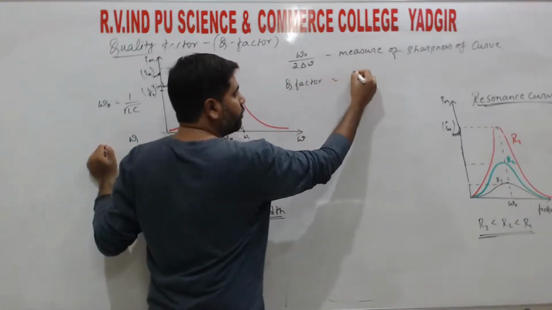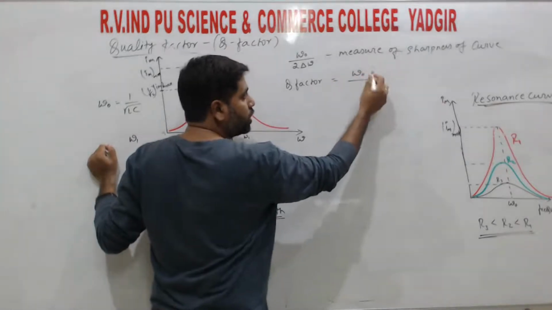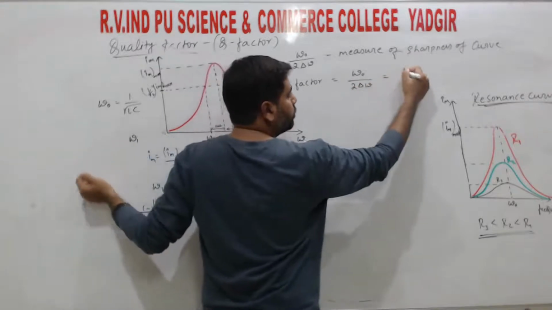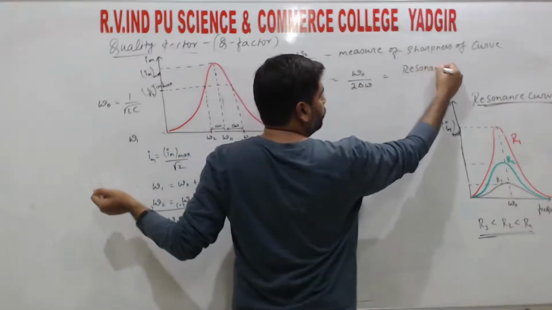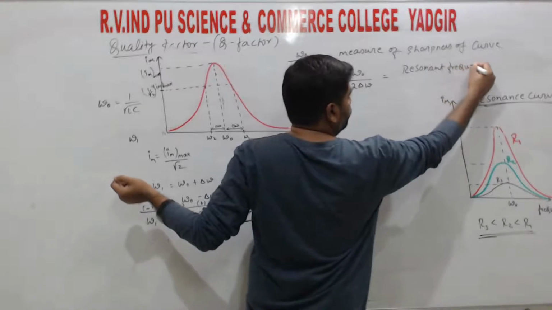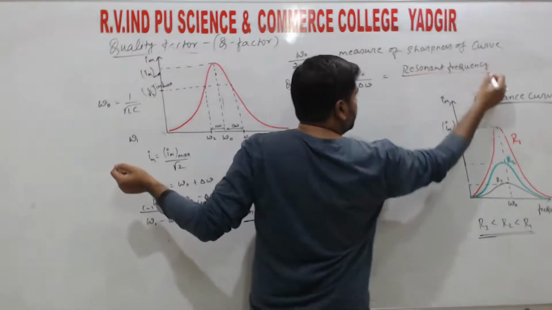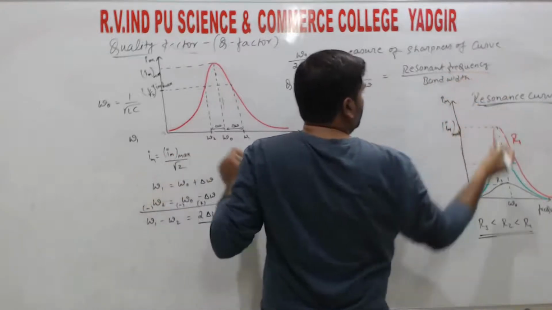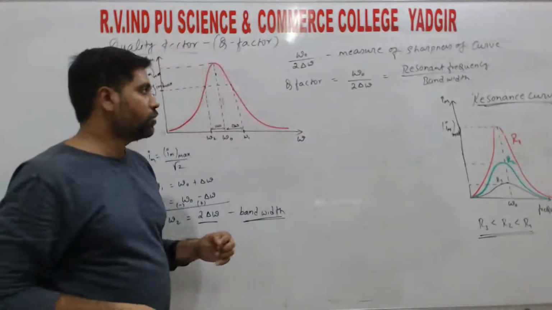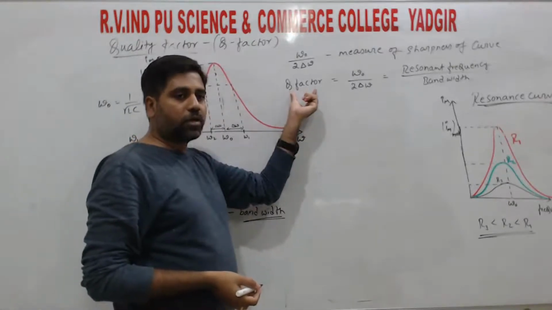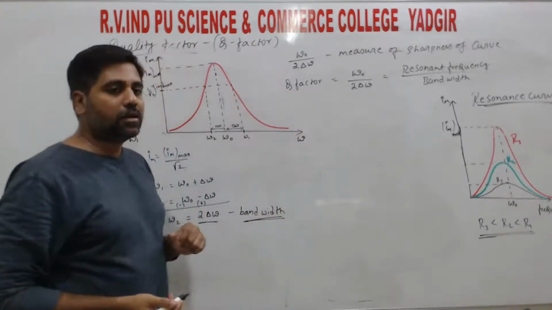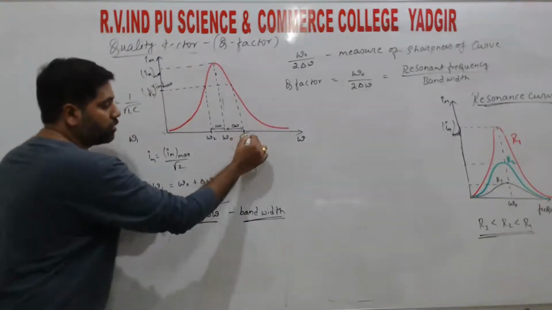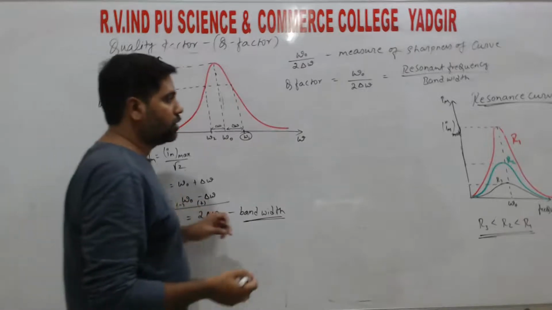So Q factor is defined as the ratio of the resonant frequency to the bandwidth, right? Now we need to find the relation for the Q factor in a series LCR circuit, right? So considering the relation for this, that is omega 1, right?